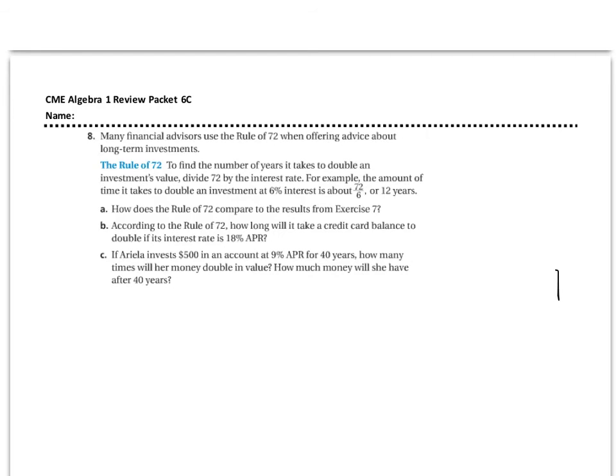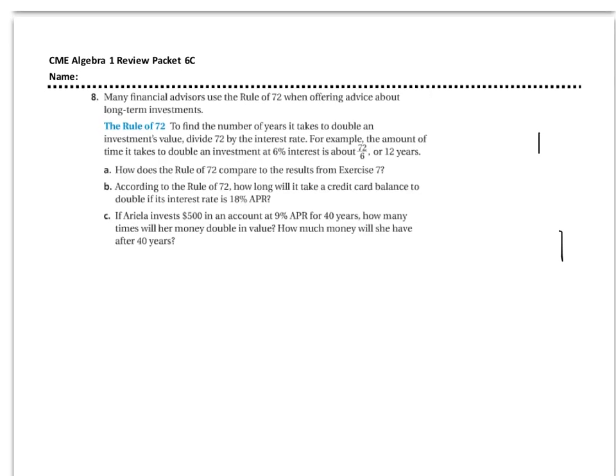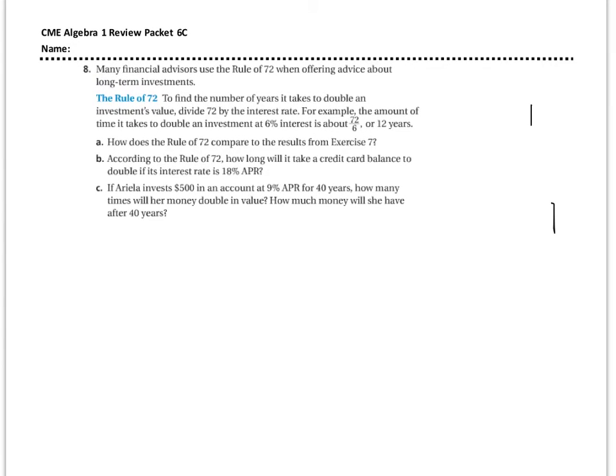Number 8, many financial advisors use the rule of 72 when offering advice about long-term investment. So the rule of 72 says, in order to find the number of years it takes to double an investment's value, divide 72 by the interest rate. For example, the amount of time it takes to double an investment at 6% interest is about 72 divided by 6, or 12 years. So that's the rule of 72.